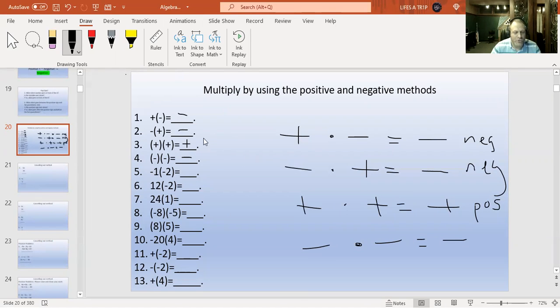So on your paper, you should already have 1 through 4, and don't just write the answer, guys. I want to see positive times negative equals negative, negative times positive equals negative, positive times positive equals a positive, negative times a negative equals a positive. 2 positives and 1 negative.